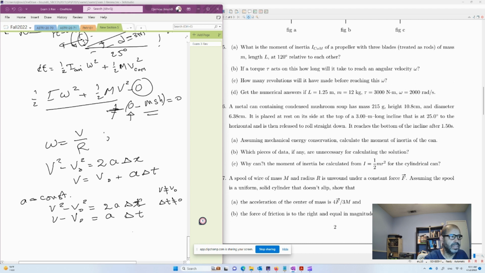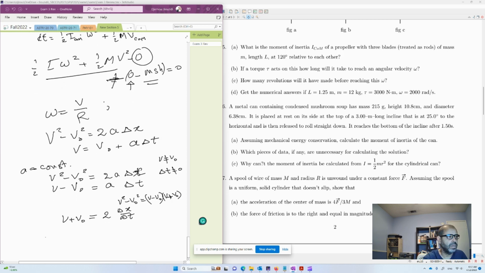If that's the case, then I can divide V squared minus V naught squared, knowing that V squared minus V naught squared can be written as the product of the difference times the sum of the two terms, because it's a difference of perfect squares. So when I divide, the V minus V naught cancels the V minus V naught, and I will be left with just V plus V naught equals, and the A cancels the A, 2 delta x over delta t. And this gives me an interesting result: the average velocity, V average, is equal to the sum of the two velocities, namely the final plus the initial, divided by 2.